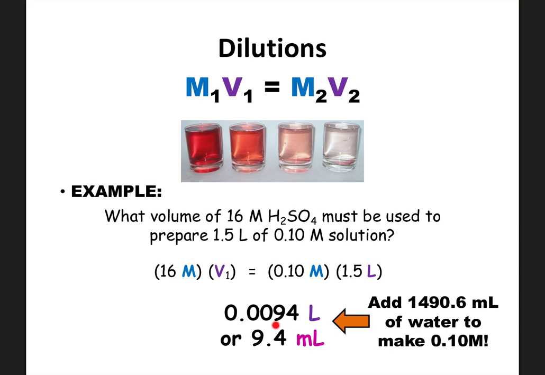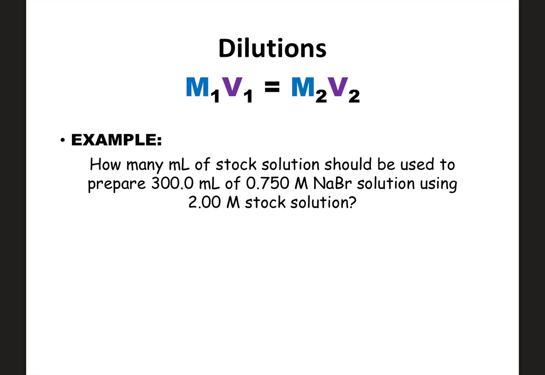So essentially, if you take 9.4 milliliters of the super concentrated sulfuric and you add to that 1490.6 milliliters of water, that will give you your total of 1.5 liters or 1500 milliliters, and then that will dilute 16 molar down to 0.10 molar. So you have to be careful what the problem is asking. In this case, it just asked what volume of the 16 molar do you need? So it would just be this answer. But if the problem said how much water do you need to add, it would be this answer. So you got to be very careful in these dilution problems and make sure you pay attention to what the problem is asking.